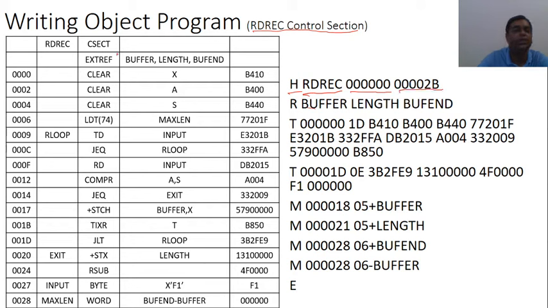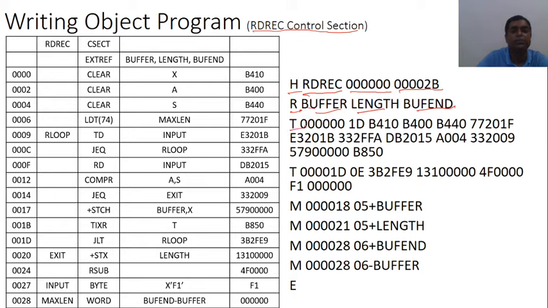Now there is no EXTDEF section, so we have to write only the refer record here, because EXTDEF is not written here. Refer record R. Then what are the symbols? BUFFER, LENGTH and BUFEND. It is written here BUFFER, LENGTH and BUFEND. Now our task is to write the text record.